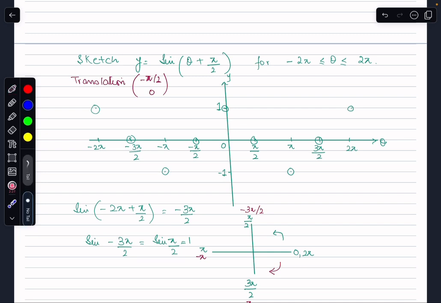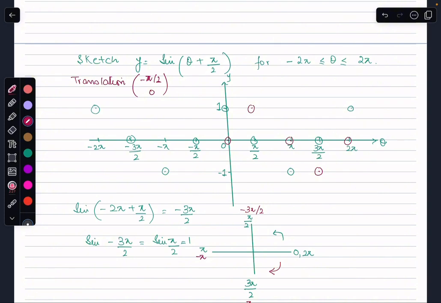So what we can see here is that originally we have sine of 0 as 0, sine of pi by 2 is 1, sine of pi is 0, sine of 3 pi by 2 is negative 1, and sine of 2 pi is 0. If I need to sketch it from negative 2 pi till 2 pi, then sine of pi by 2 should go backwards by negative pi by 2. That means it should now be translated backward to 0 degrees.